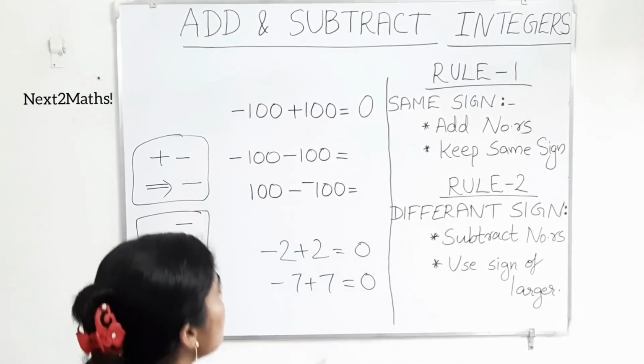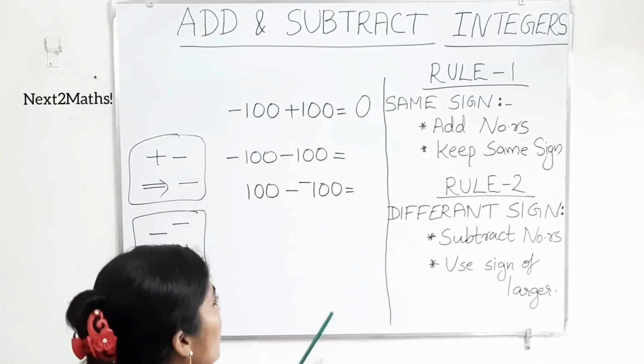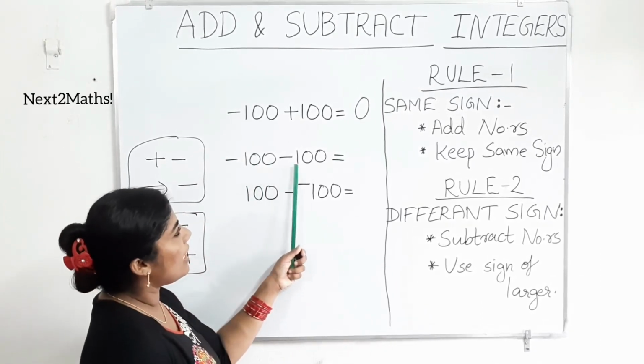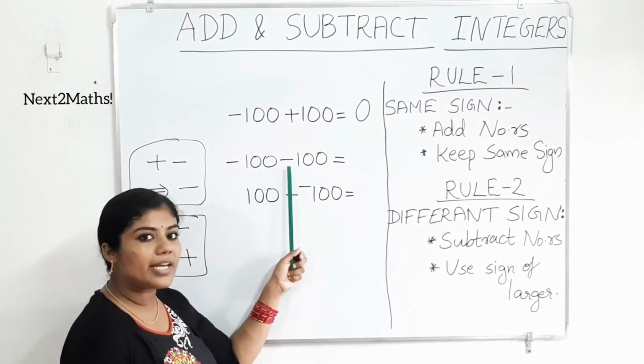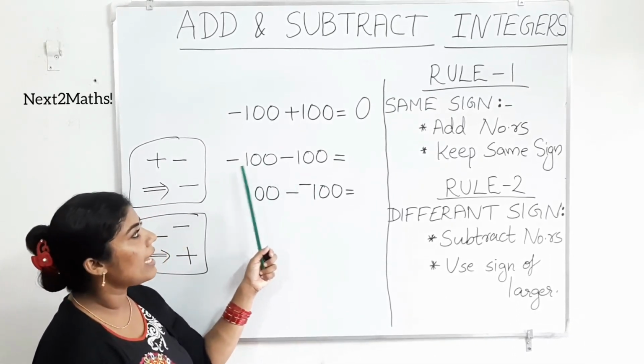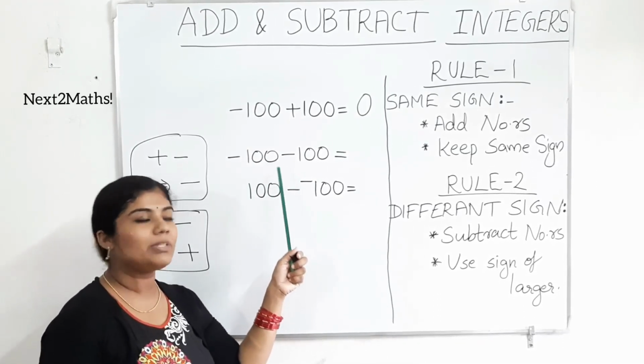Then let's check the second one. Minus 100 minus 100. So what will we do here? Minus 100 and minus 100. Here 100 has a negative sign. Here also 100 has a negative sign. So both have the same sign. Negative, negative. So add up the numbers.